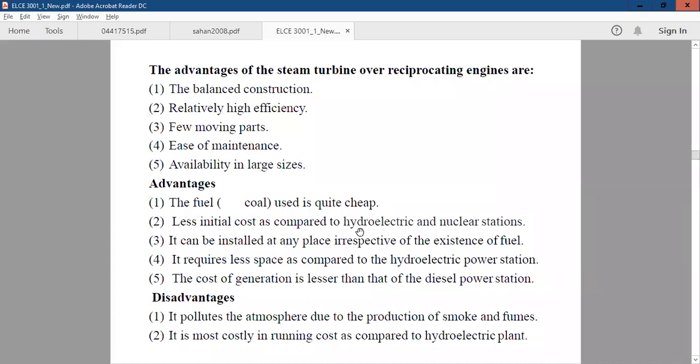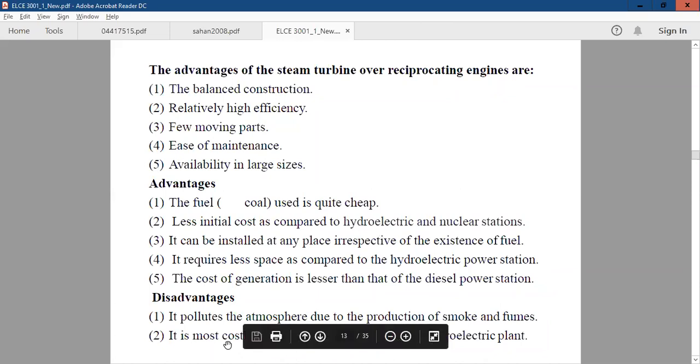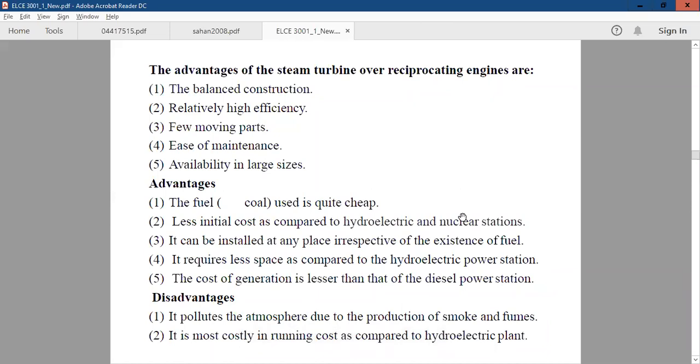It is costly in running cost, okay? Running costs are high when compared to a hydroelectric power plant. Can you tell me why? Because of the worker salary. No. Okay, let's go to the next slide and then you will understand why.